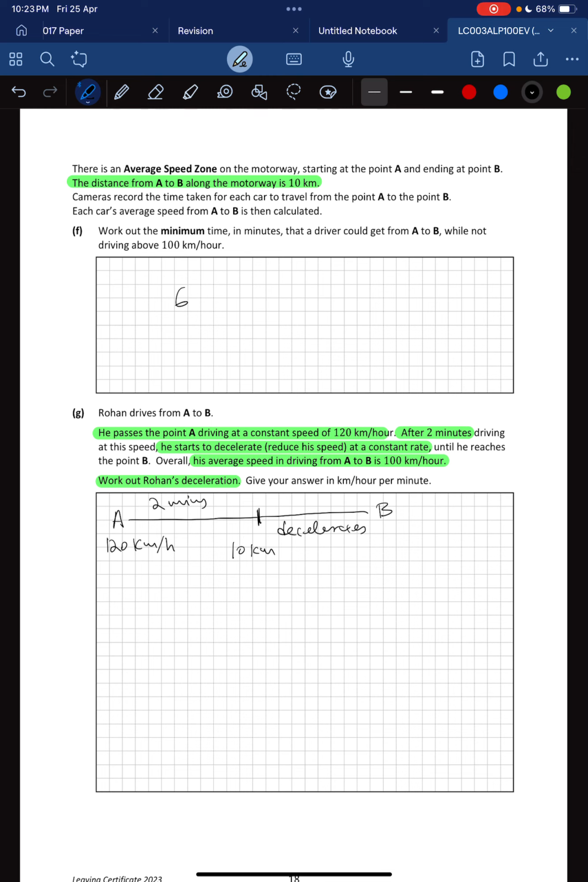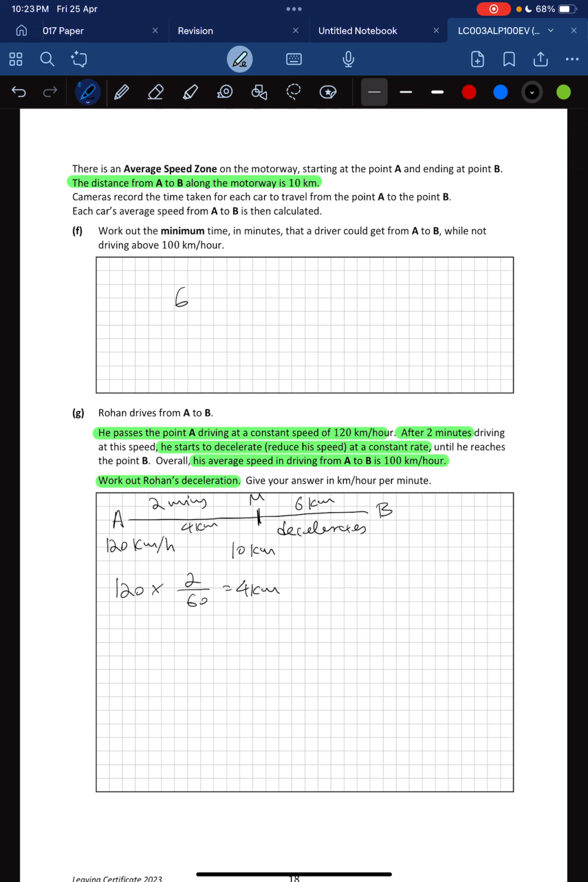So first what we're going to do is find out the distance that he covered from A to this kind of middle part, which we'll call M. So we can do 120 times 2 minutes, which is 2 over 60 hours, since it's given in kilometers per hour. And this will give us 4 kilometers. So we know that this is 4 kilometers. And then, since we know that the whole thing is 10 kilometers, we know that the leftover is 10 minus 4, which is 6 kilometers over here.